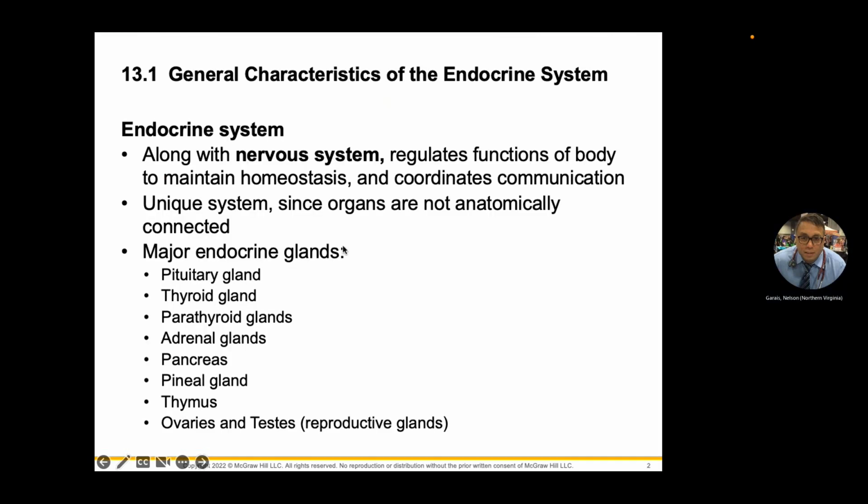So the endocrine system and the nervous system both share the same properties because they are both communication systems. The nervous system is fast and the endocrine system is a little bit slower. The nervous system requires both chemicals and electricity, the chemicals in the form of neurotransmitters and the electricity in the form of what we call an action potential.